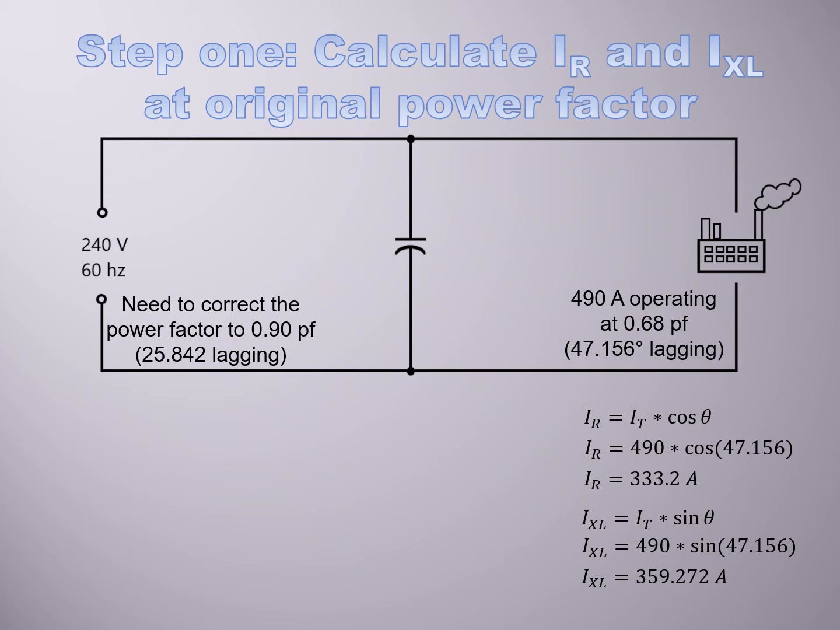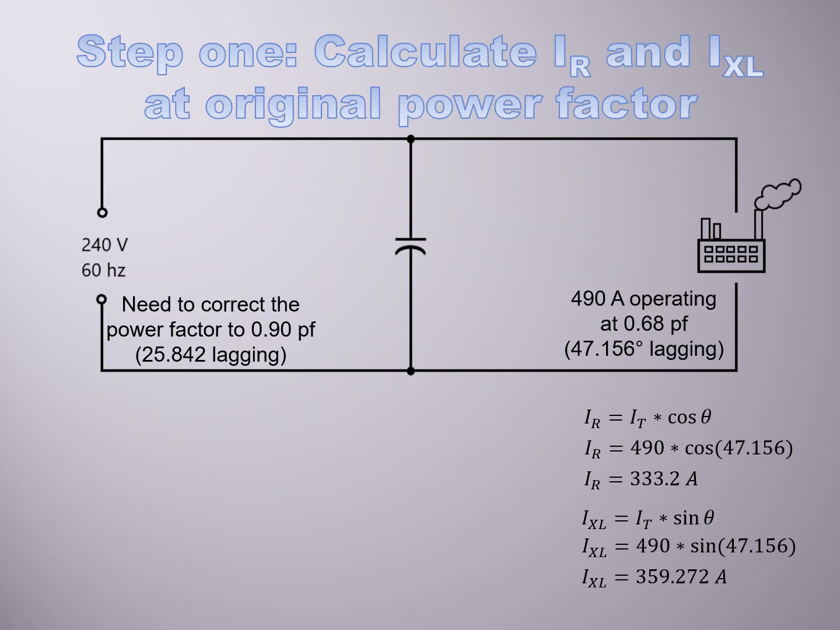In order to calculate what my resistive ampacity is, I take my I total at 490 amps and multiply it by the cosine of theta, or the cosine of my operating angle. The result is 332 amps for the resistive ampacity.